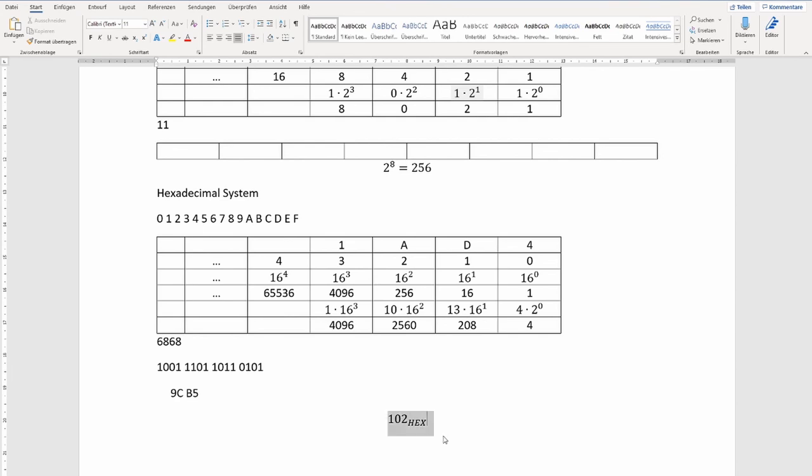Or you can even mark it with this. It's a decimal number. Or this one. What is this? Is this decimal? Is this hex? Is this binary even? If you write it next to it, it's clear. Ah, it's a binary number.